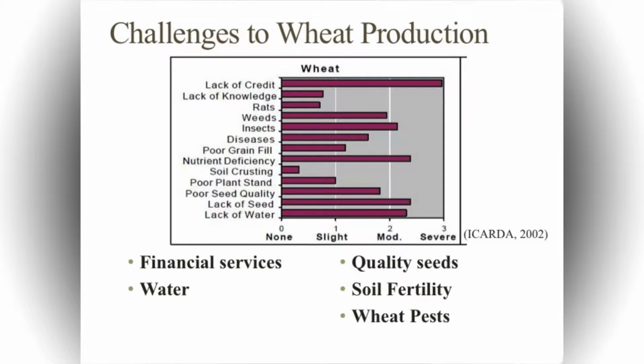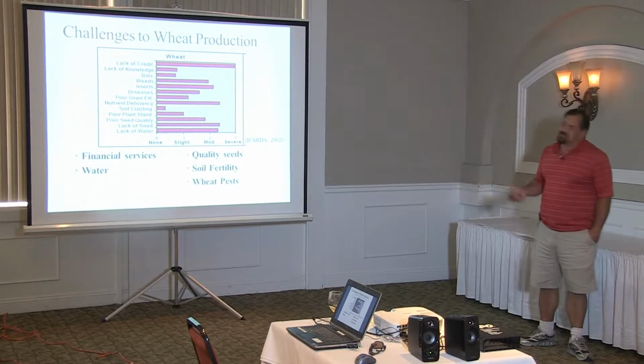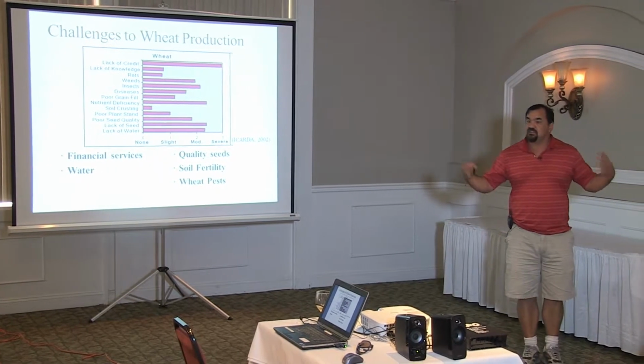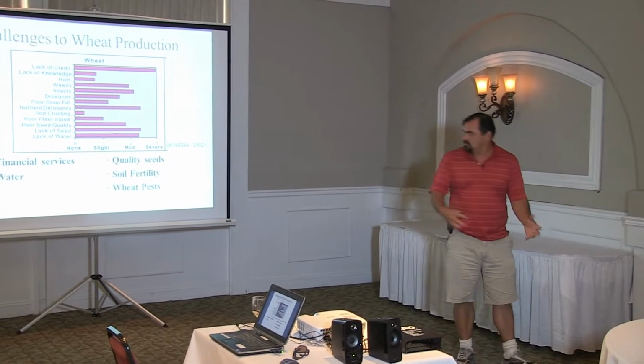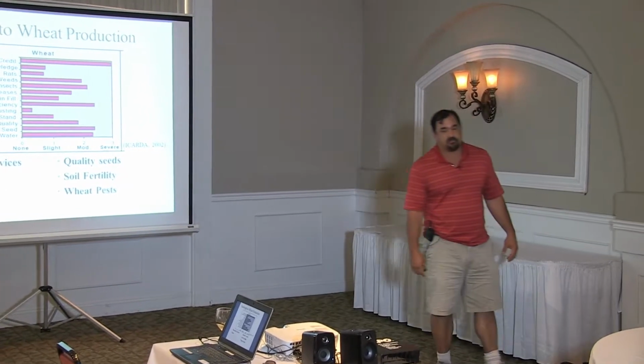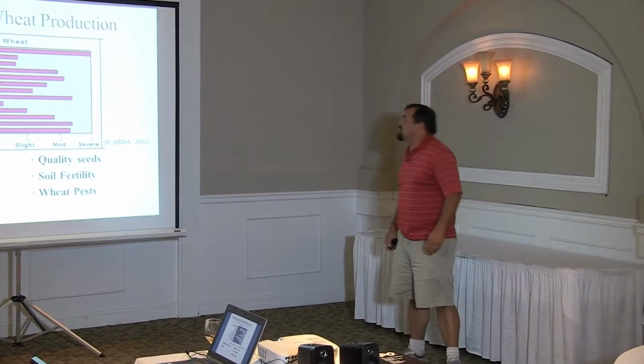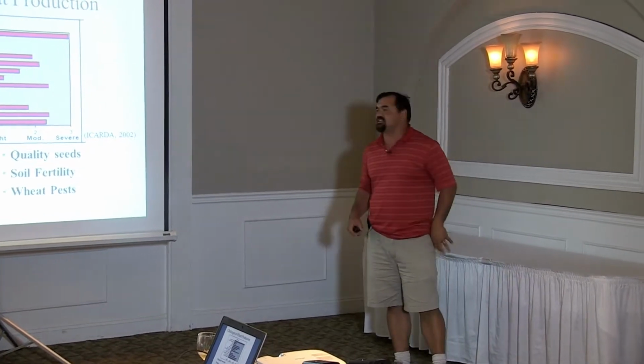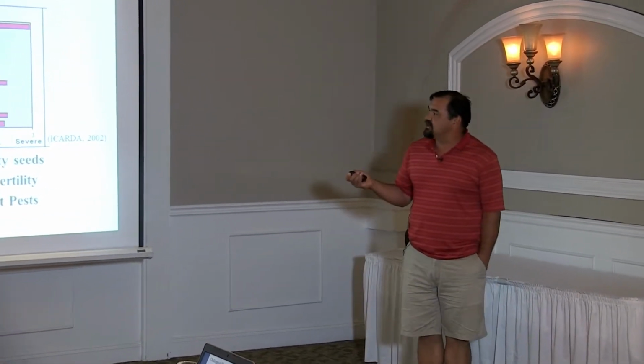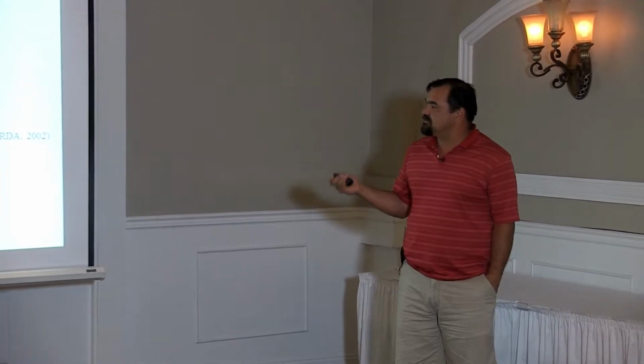All right. So this was a study that basically looked at what were the challenges to wheat production. And they looked at a whole bunch of different little pieces. It ranged from lack of credit down to lack of water. And they rated each one of these based on what the severity of the challenge was. Was it a big one or was it a slight or small or none? Okay? And so they went through, and if you look at it, probably the biggest challenge that they had for wheat production was lack of credit. It was definitely the most severe, but I call that financial services.